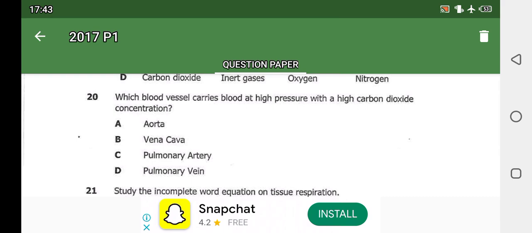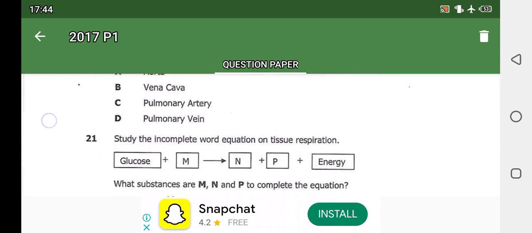Pulmonary artery is the correct answer, because when the heart pumps the blood, it goes through the pulmonary artery until it reaches the lung, and from the heart to the lung the distance is small. Hence the blood moves with high pressure and with high carbon dioxide concentration. So the correct answer is C.